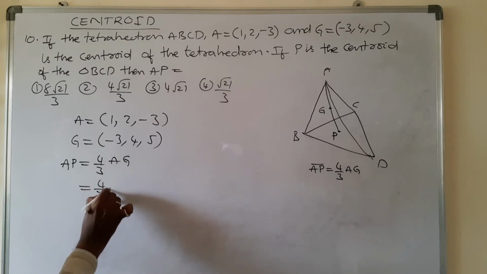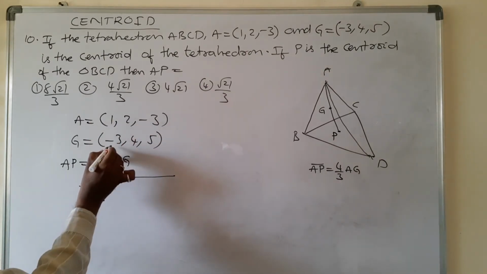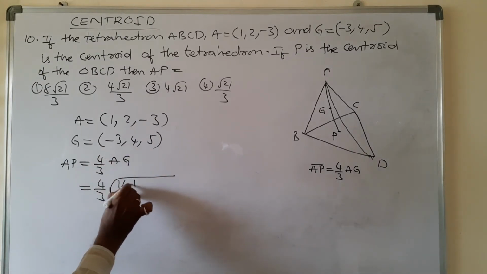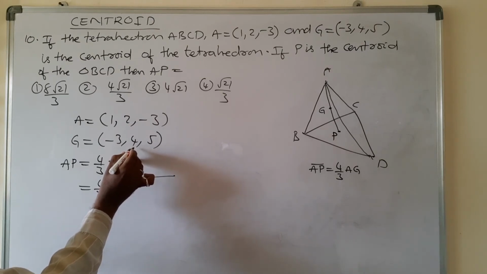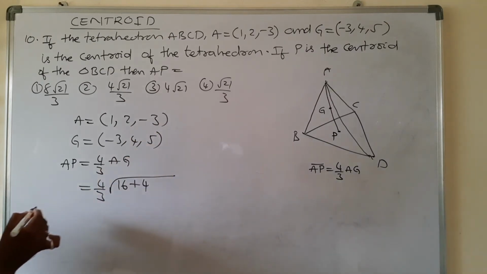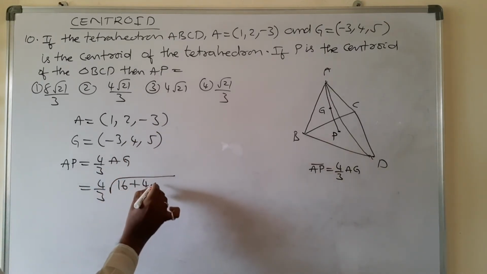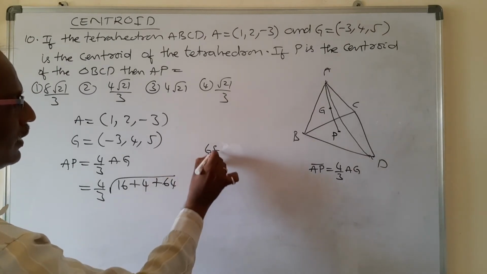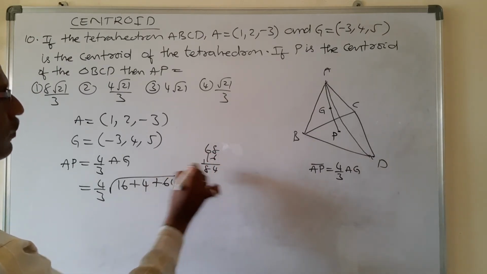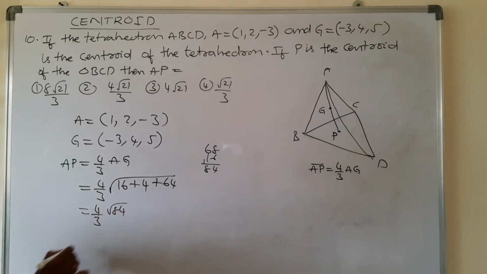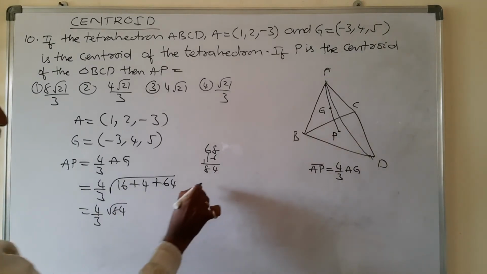4 by 3 times the square root of (1 minus (-3)) squared plus ... 1 plus 3 is 4, 4 squared is 16. 2 minus 4 is minus 2, minus 2 squared is 4. Minus 3 minus 5 is minus 8, minus 8 squared is 64. 64 plus 4 is 68, 68 plus 16 is 84. Root 84. 4 by 3 root 84.